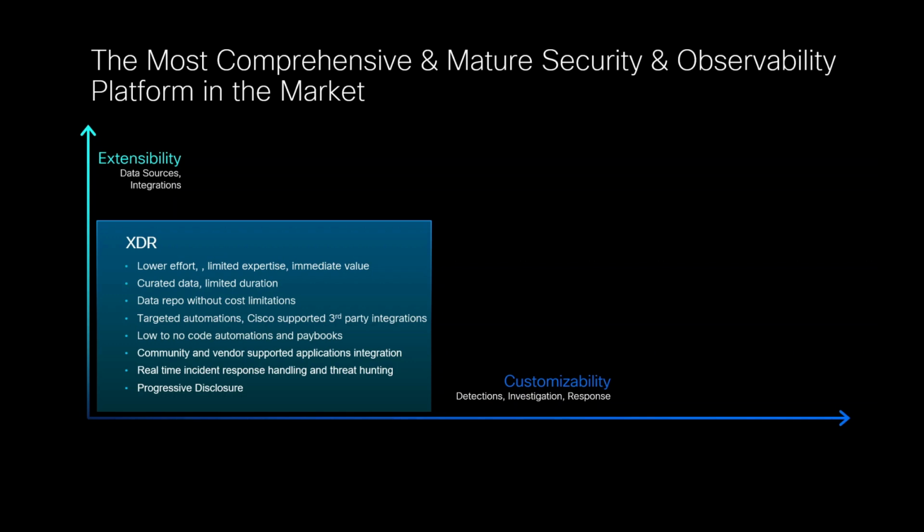It has community and vendor supported application integration. So I mentioned earlier that Cisco does provide supported application integration. There's also an ability for anybody in the community to create any integration that they want. Whether Cisco's supported it, whether you're using the API, you have full flexibility of the platform. Now, real-time incident response handling and threat hunting, and then progressive disclosure. What I mean by that is making sure that the analyst gets the information they need at the right time during the incident, not overwhelming them with a whole bunch of data and logs and events and all of the complexity that comes from an incident, but being very prescriptive at the point of where they are in the investigation and slowly add more content and detail as you progress.